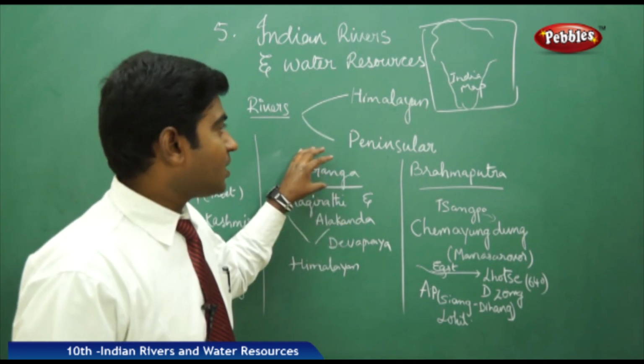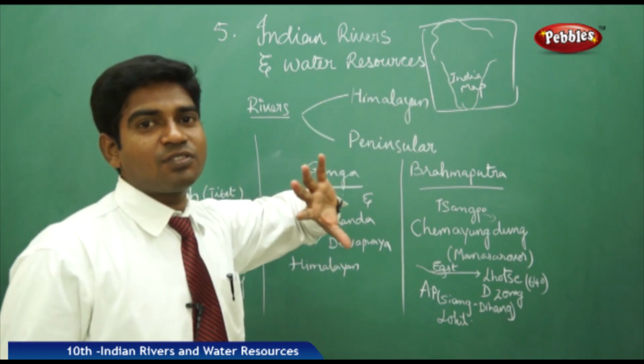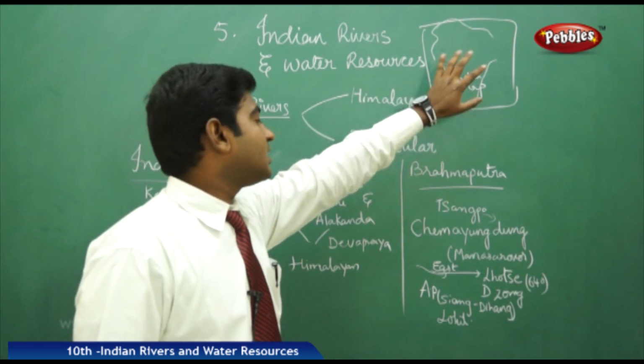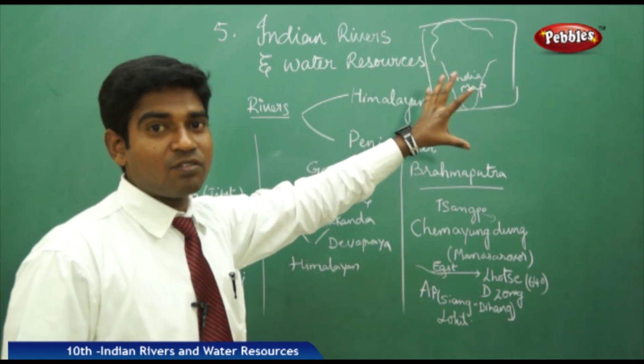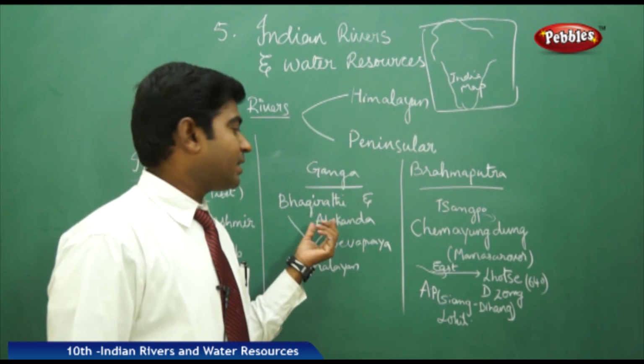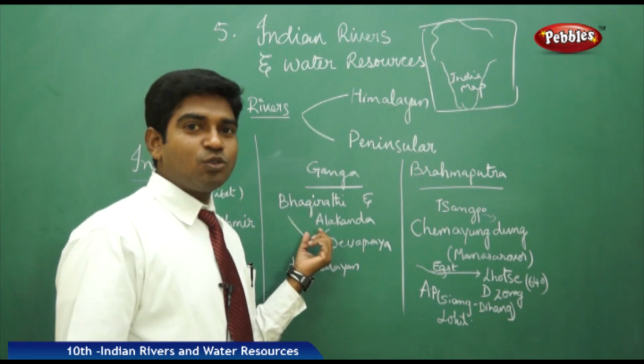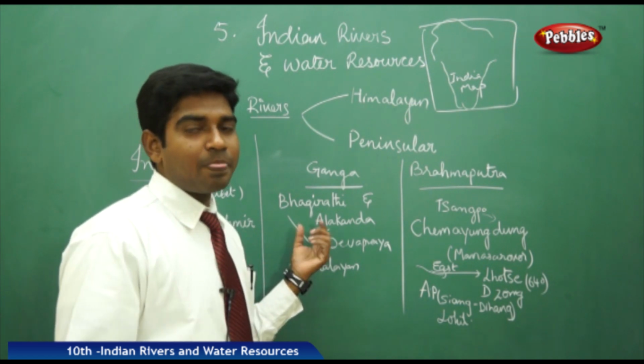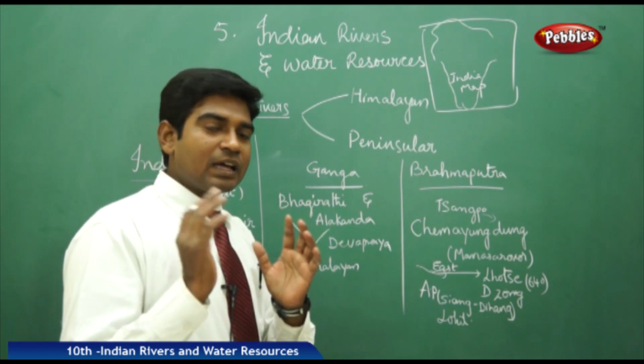Coming to the Ganga, the famous heartland river for us Indians in North India, also known as the Indo-Gangetic Plain river, which influences the Indo-Gangetic Plain. It has its origin at two places, Bhagirathi and Alaknanda. They join at a place called Devaprayag and form the river Ganga for us.